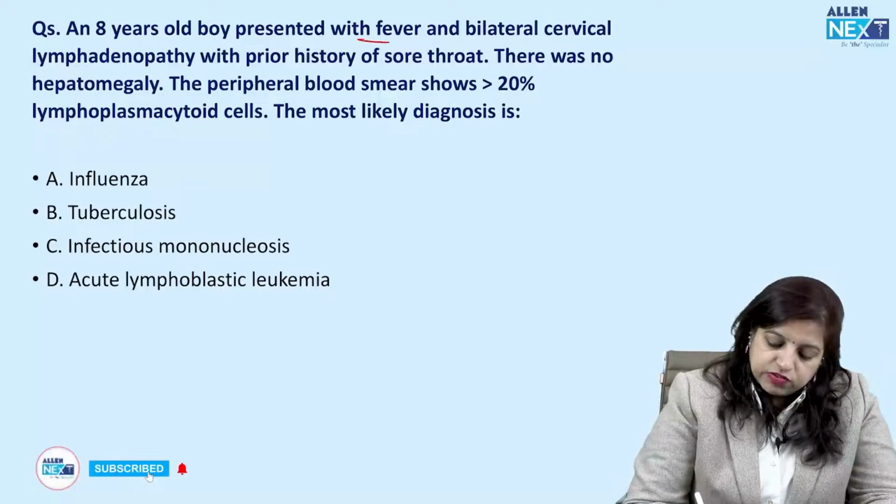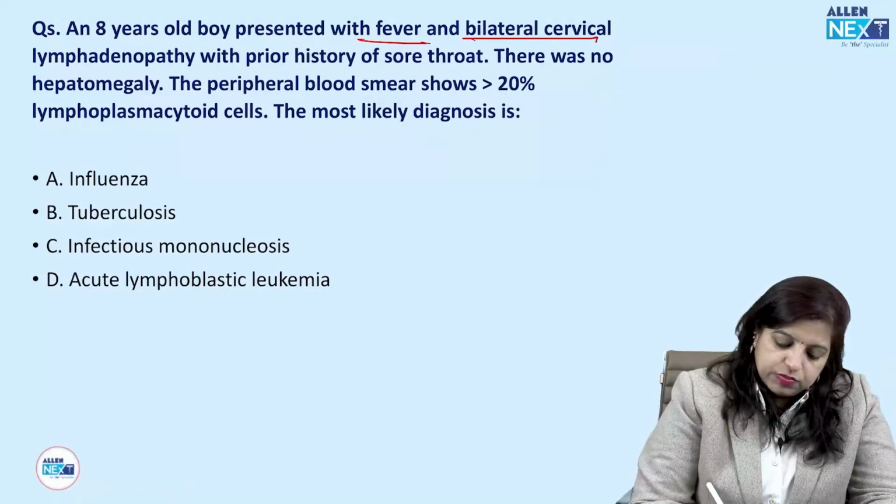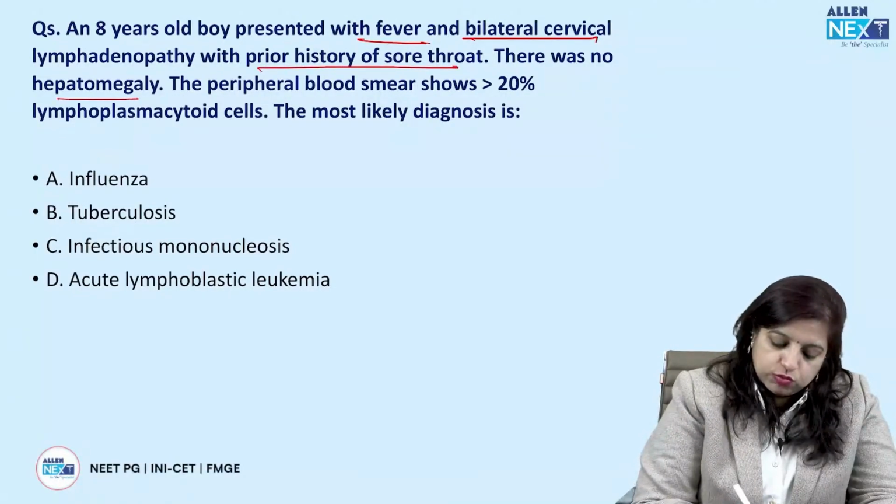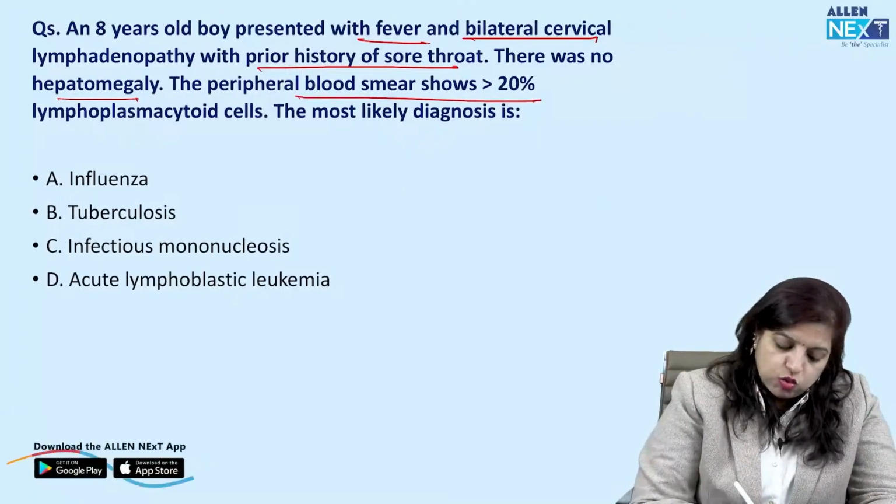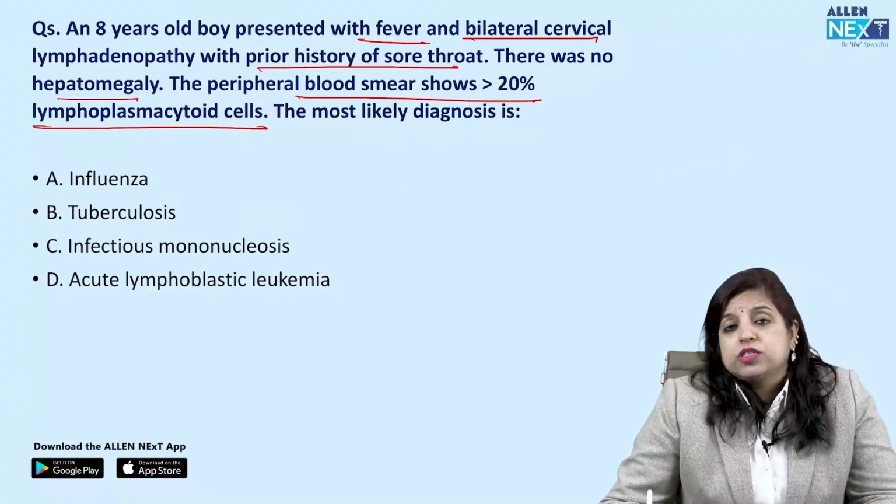An 8-year-old boy presented with fever, bilateral cervical lymphadenopathy with prior history of sore throat. There was no hepatomegaly. The peripheral blood smear shows more than 20% lymphoplasmacytoid cells.